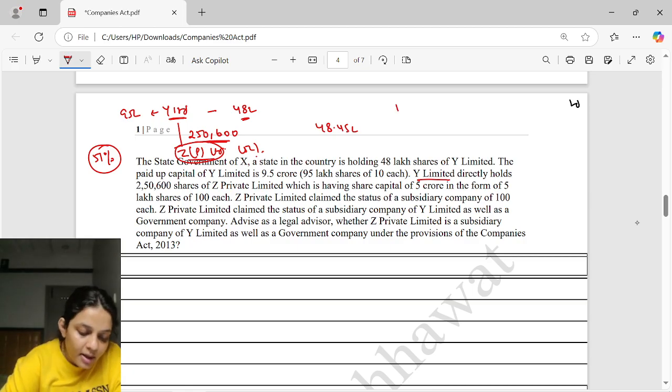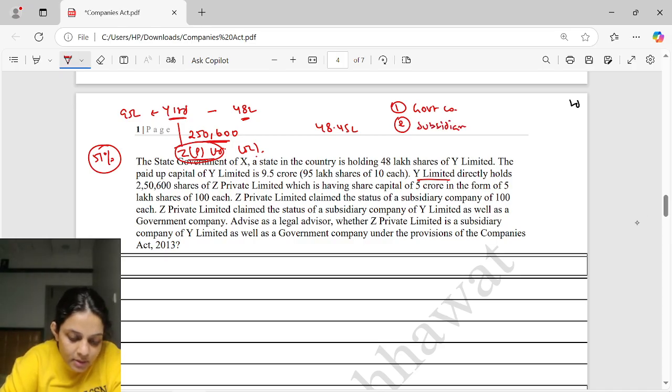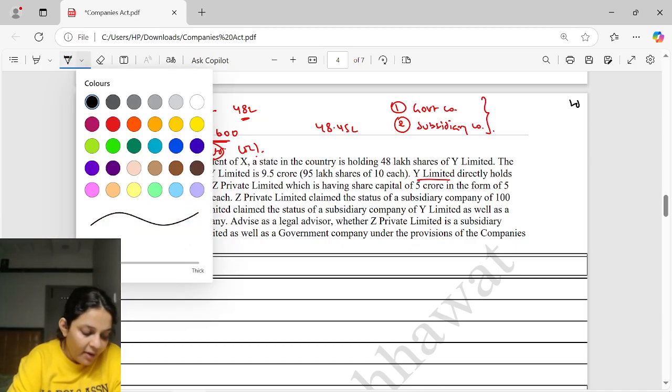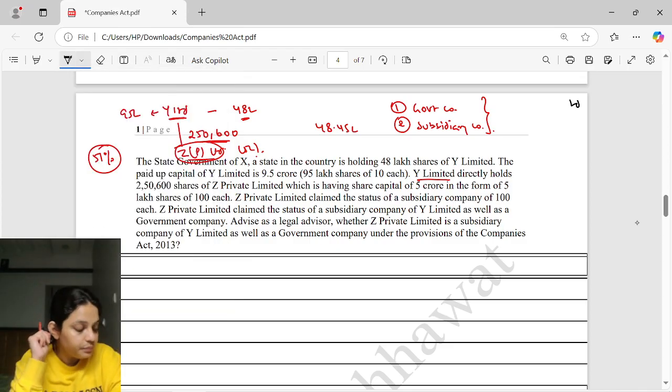Advice. So here I have to write about two provisions. First, I have to write about government company. Second, I have to write out what? Subsidiary company. Correct? These are the two provisions that I have to write here. Am I right, or did I miss out anything? Yes? Okay.